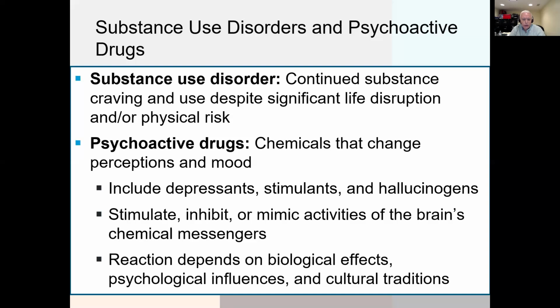These drugs either stimulate, inhibit, or mimic activities of the brain's chemical messengers, that is, neurotransmitters. And the way people react to psychoactive drugs depends on a lot of different factors, including how they are affecting them biologically, what psychological influences the drugs may have on the person, and the cultural traditions involving the use of certain substances that a person is exposed to in their environment.